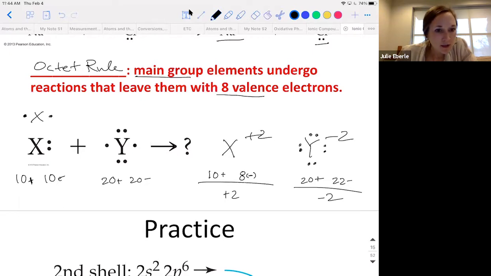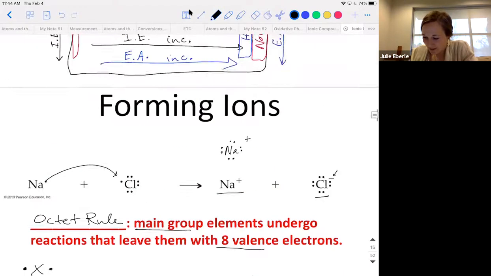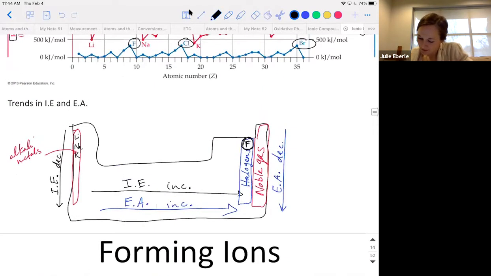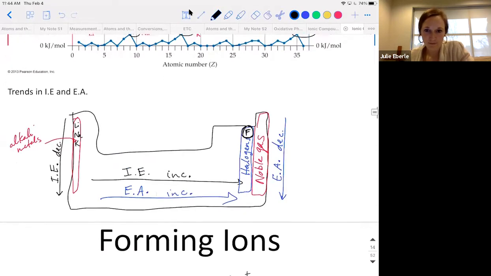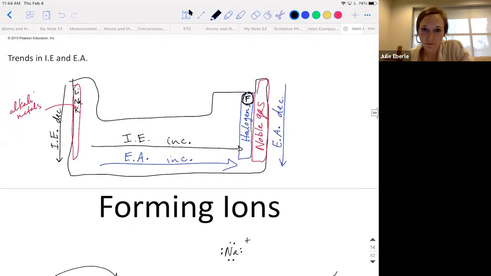All right. Which direction does EA, electron affinity, increase again? I'll go right back up, right here. It increases left to right. And as you go up. Okay, as you move towards fluorine.